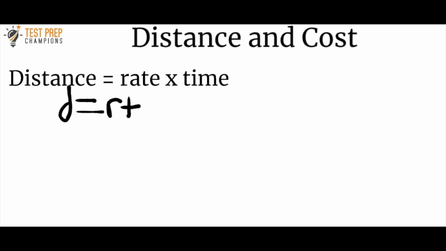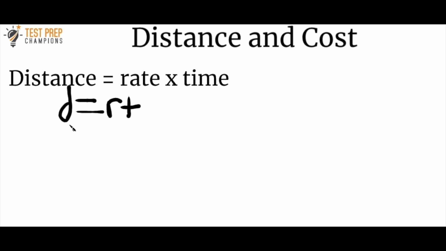Let's start off by talking about distance. So the distance is equal to rate times time, and you'll commonly see this written as D equals RT, where D stands for distance, R stands for rate, and T stands for time here. So what are we talking about by distance, and what kind of problems can we solve?